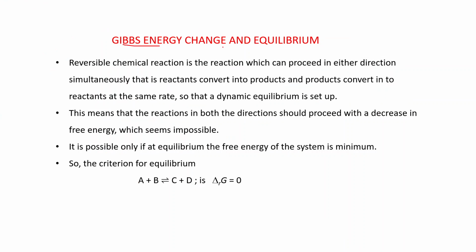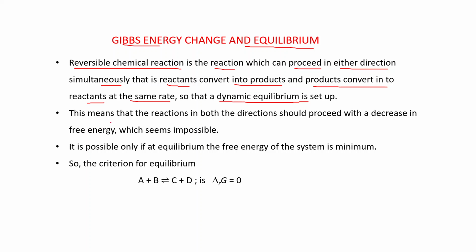Now, Gibbs energy change and equilibrium. A reversible chemical reaction is a reaction which can proceed in either direction simultaneously. What does it mean? It means that reactants convert into products and products convert into reactants at the same rate, so that a dynamic equilibrium is set up. What is this equilibrium and this dynamic equilibrium? We will discuss it in the next chapter.